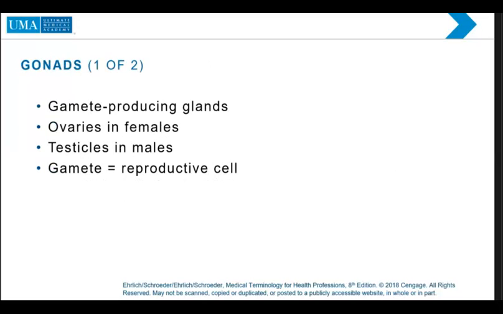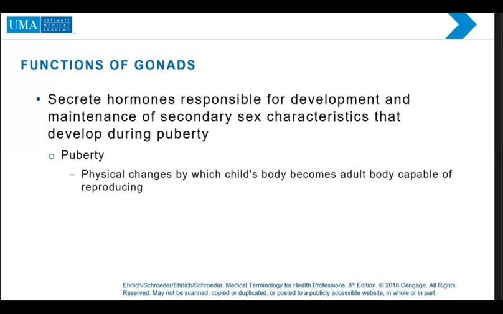We next have your gonads. They are the gamete-producing glands, known as ovaries in females and testicles in males. The gametes are your reproductive cells. Functions of your gonads: they secrete hormones responsible for development and maintenance of the secondary sex characteristics that develop during puberty. And puberty is the physical changes by which a child's body becomes an adult body capable of reproducing.